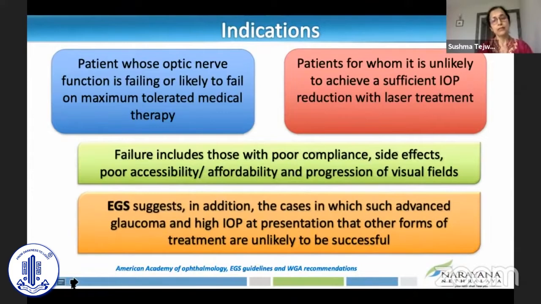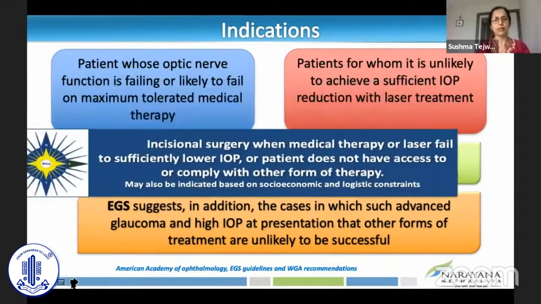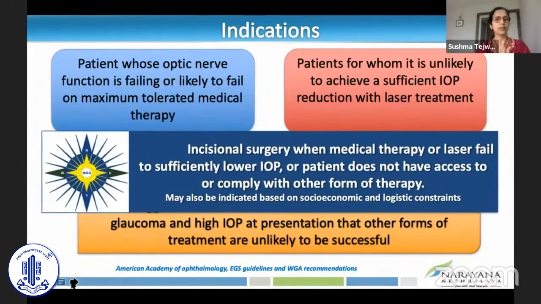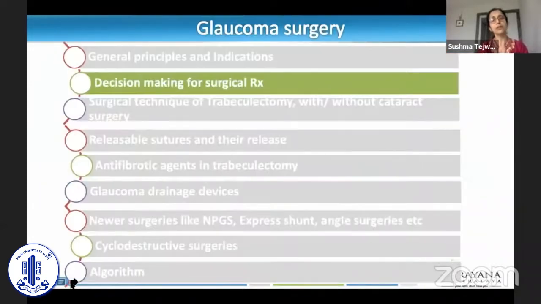EGS in addition suggests that patients who present with advanced glaucoma and high IOP at presentation, and where we feel that other forms of treatment are likely to be unsuccessful, can be directly taken up for surgery as well. So largely the WGA recommendation says that incisional surgery is indicated when medical therapy or laser fail to sufficiently lower the intraocular pressure, or the patient does not have access to or comply with other forms of therapy. It may also be decided based on socioeconomic or logistic constraints of the patient.